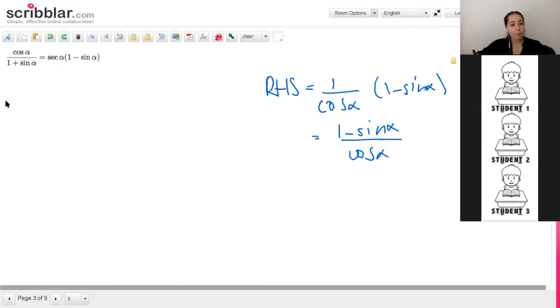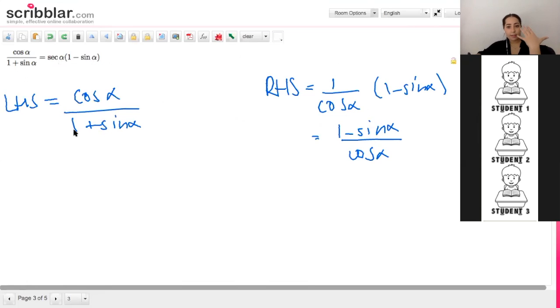If I look at my left-hand side, it's cos alpha over 1 plus sine alpha. What I can see is that on the right-hand side, on the denominator, first of all, there's no 1 plus sine alpha. But on the numerator, there's a 1 minus sine alpha. So that gives me a hint, and that tells me that they would have multiplied the top and the bottom by 1 minus sine alpha.